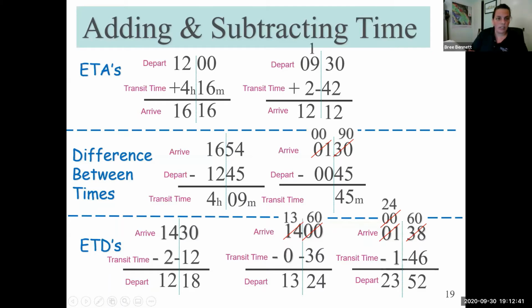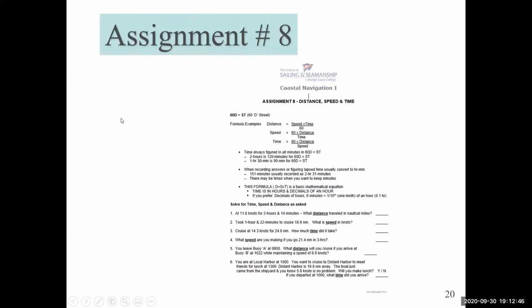All right, you guys feeling good about that? Let's do assignment number 8. That was a little warm up. So I'm going to do assignment number 8 with you guys. It's the distance, speed, and time. It only has 6 questions. So I'm going to do it on the whiteboard. But if you guys get it out, you can do it along with me.